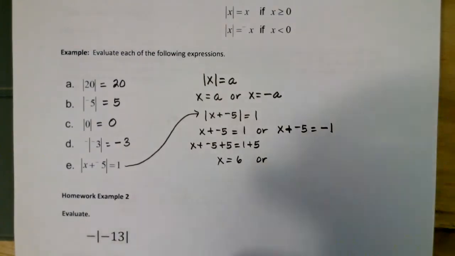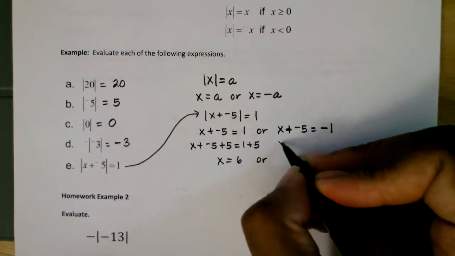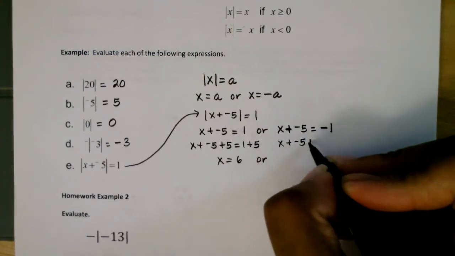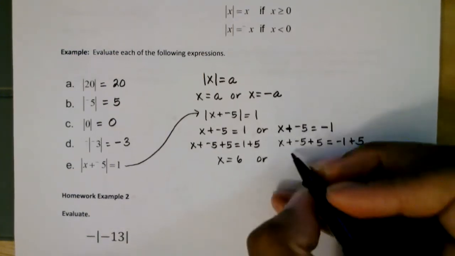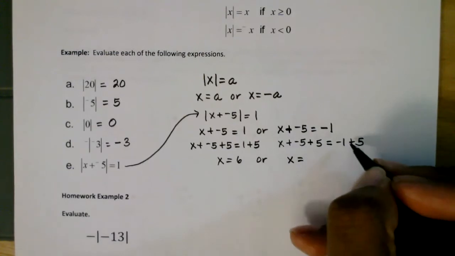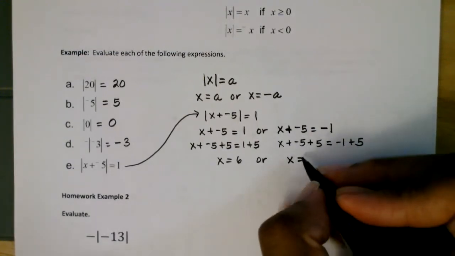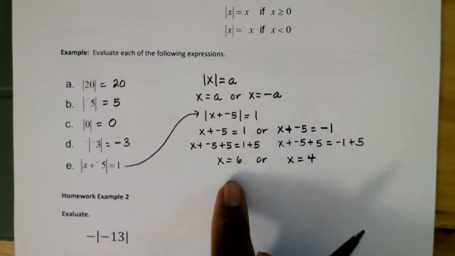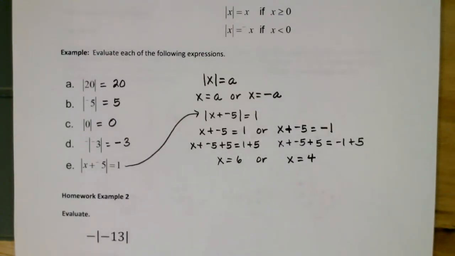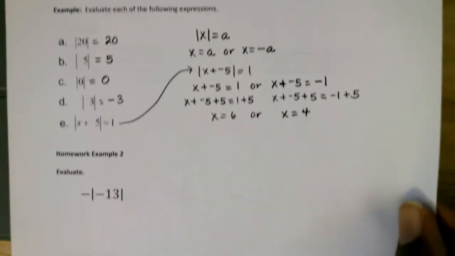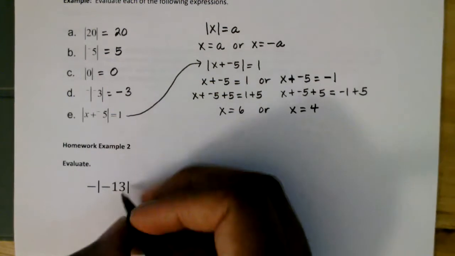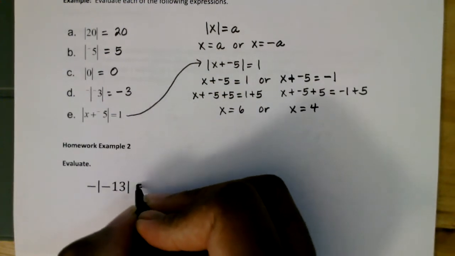Or, and then for the x plus negative 5 is equal to negative 1, we're still going to add the opposite of negative 5, which is 5. And I'm going to add 5 on both sides. So here x is equal to negative 1 plus 5, which will be 4. So that means x is equal to 6 or x is equal to 4. Questions on that? Well, if you have any questions, do feel free to email me. I'll be happy to help.